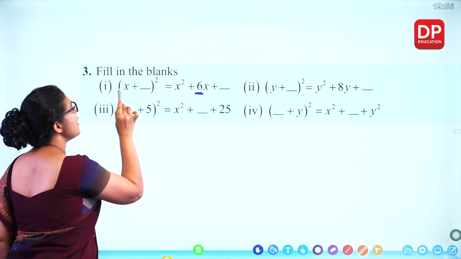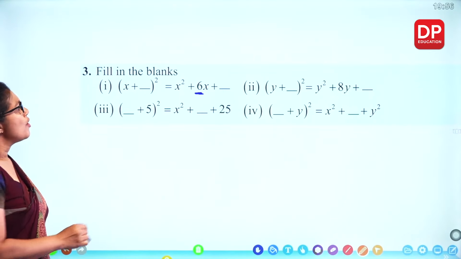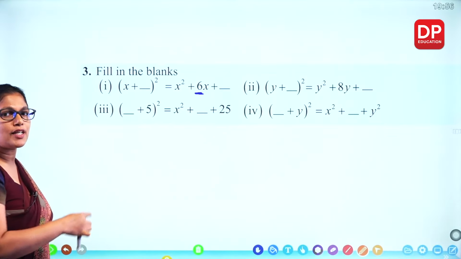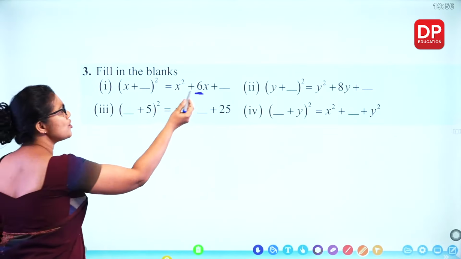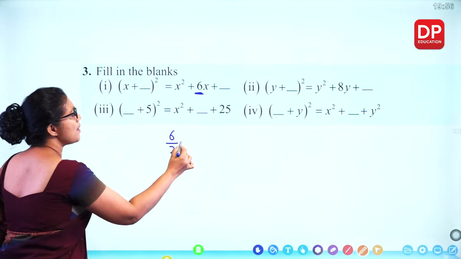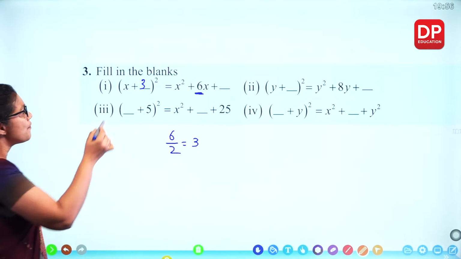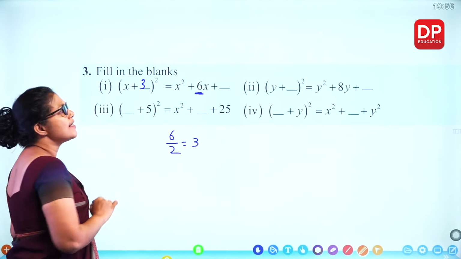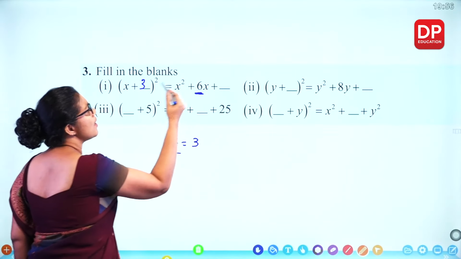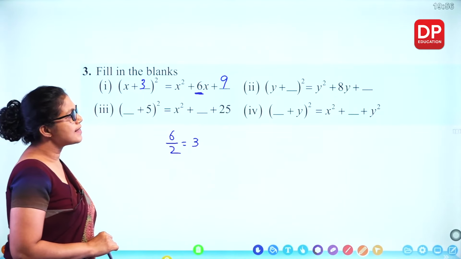Now x is already there. So that means this number should be a number. So what you do? We multiply by 2 and get this number. What's the reverse order? You divide by 2. So you take the number, divide by 2. So what's the number? 6 divided by 2 is 3. So this number should be 3. If this number is 3, we can straight away write down what's the last number? Square of 3. What is the square of 3? You get 9.